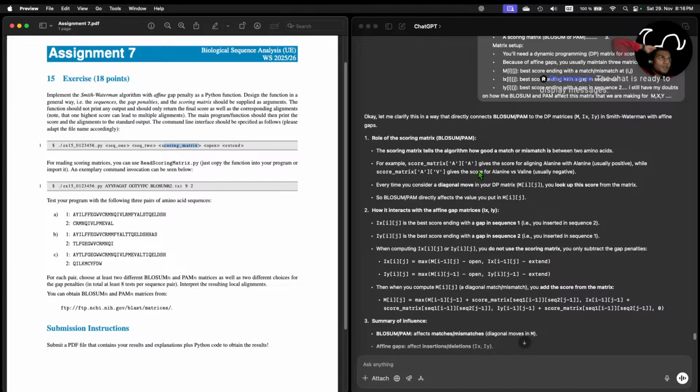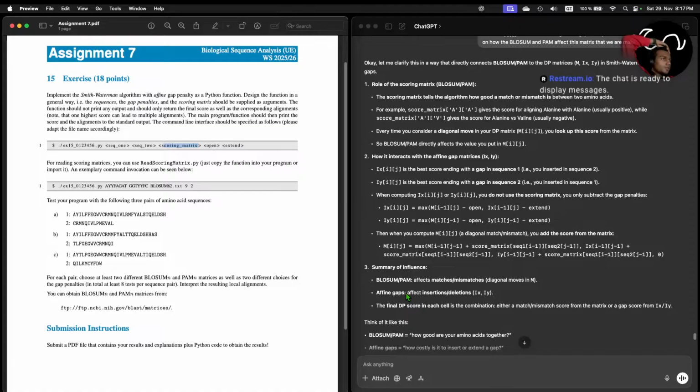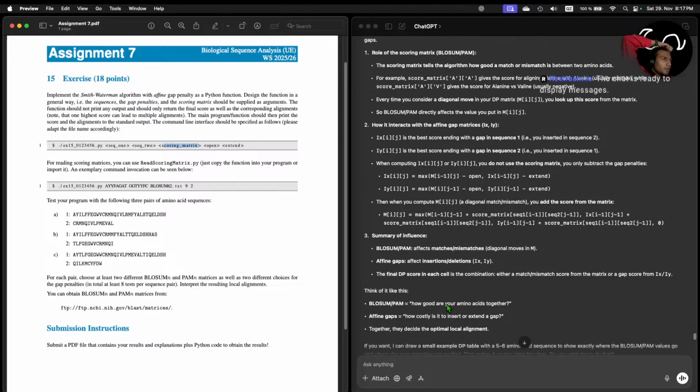The scoring matrix tells the algorithm how it interacts with the affine gap matrices. It's the best score ending with a gap in sequence 1. Yeah, yeah. When computing the gap matrices, you do not use the scoring matrix. You only subtract the gap penalty. Oh, yeah, yeah. When you compute a diagonal match or mismatch, you add the score from the matrix. After diagonal moves in M, think of it like how good your amino acids match together and how costly it is to insert a gap. Together they decide.